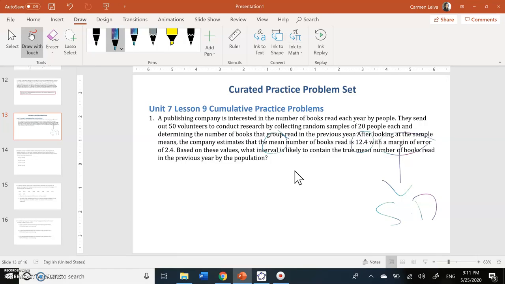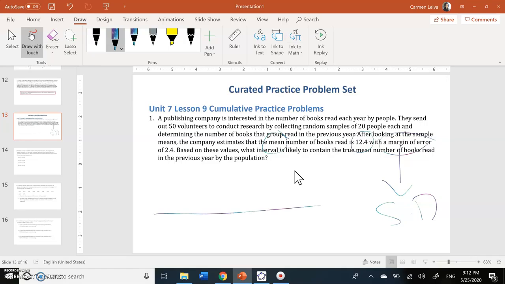So you have the mean and you have the margin of error. Based on these values, what interval is likely to contain the true mean number of books read in the previous year by the population? If the margin of error behaves like the standard deviation and you have the mean, then we're looking at one standard deviation within the mean. So what does that mean?